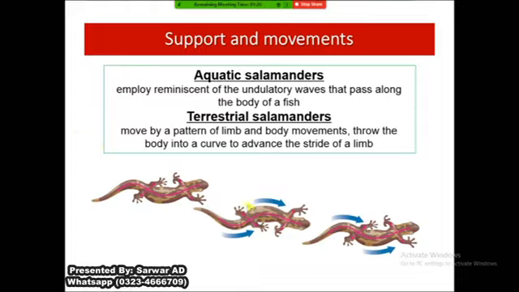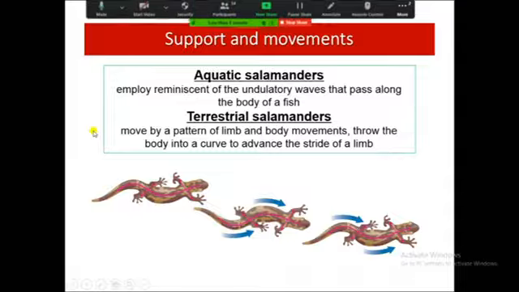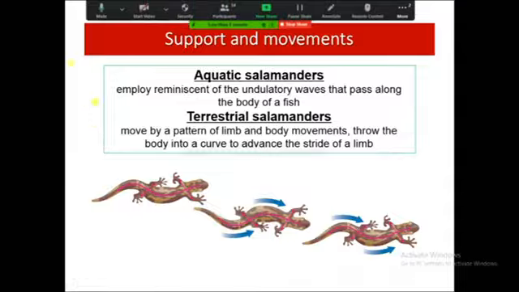Here strides and the axis of the limb are shown in the terrestrial salamander. The aquatic salamander has fish-like adaptation, and terrestrial salamanders usually have tetrapod-like adaptation because they need to move on land, so they also need to support their body against gravity.